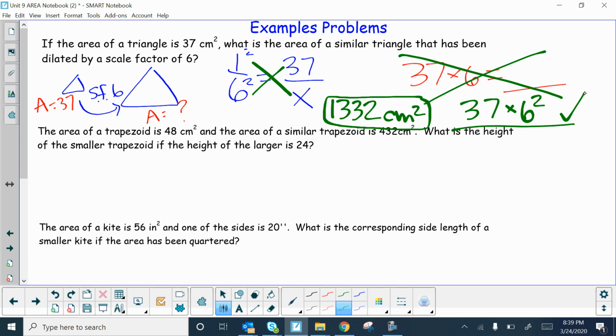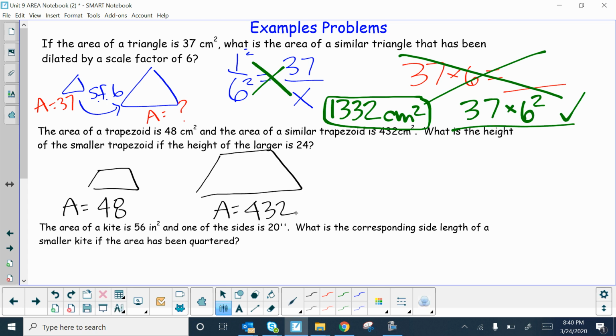Let's go to the next one. The next one, it says the area of a trapezoid is 48 centimeters squared. The area of a similar trapezoid is 432 centimeters squared. What is the height of the smaller trapezoid if the height of the larger is 24? Okay, so I'm a visual person, so I like to draw this. So I've got a small trapezoid and I've got a large trapezoid. This area is 48. This area is 432.